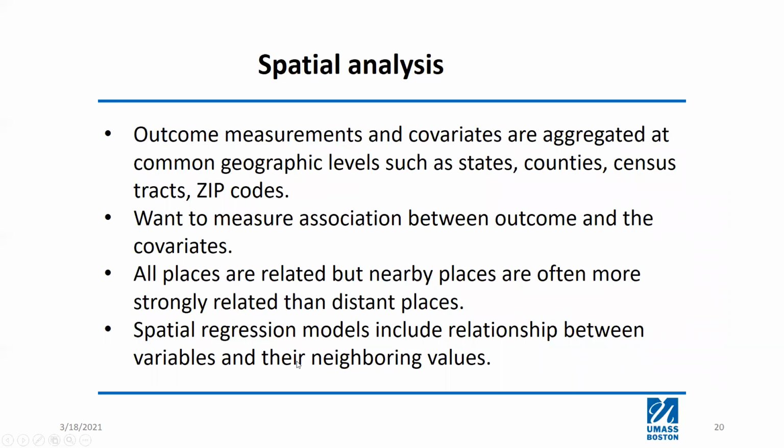Now, since outcome measurements, such as COVID-19 cases and death counts, are arranged in geographic regions, such as states and counties, we can view counts and death counts on maps and test if there is significance of the spatial autocorrelation. Since all places are related, but nearby places are often more strongly related than distant places, the assumption of independence of observations for the general linear model may not be valid. We can use Moran's I test to test if there is any spatial autocorrelation.